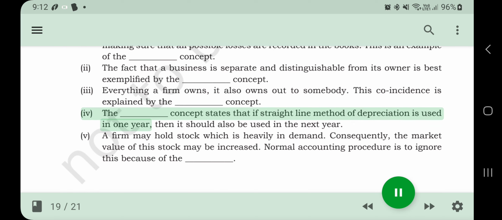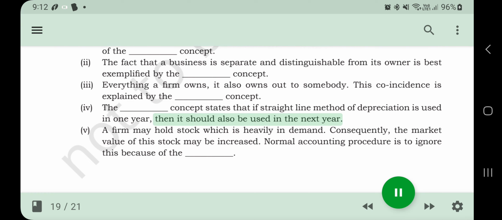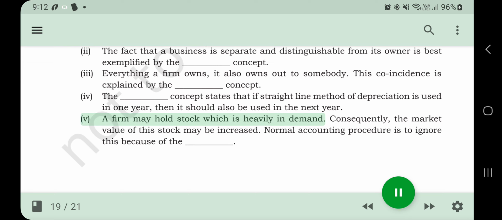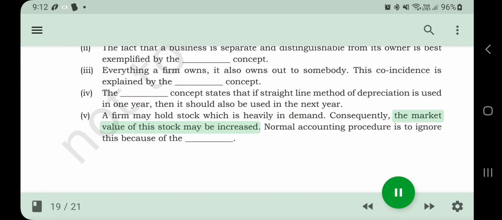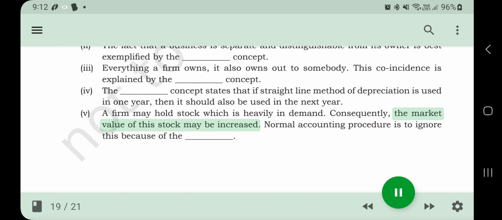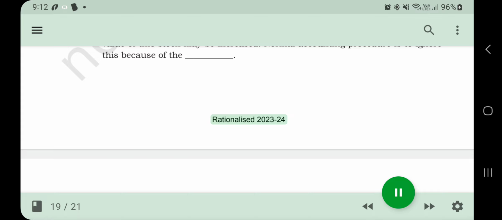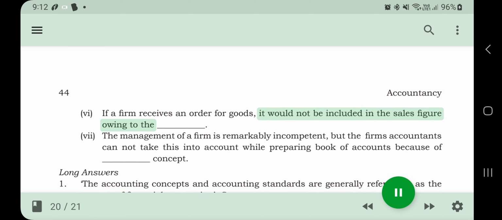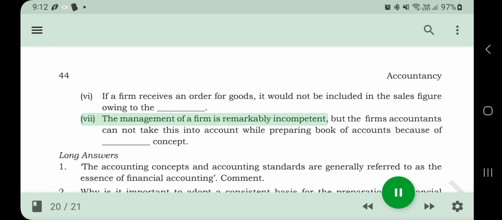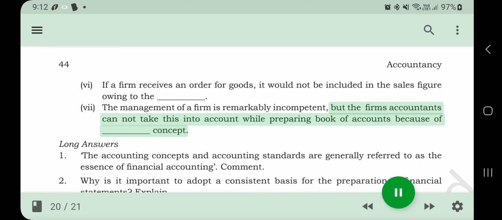IV. The ____ concept states that if straight line method of depreciation is used in one year, then it should also be used in the next year. V. A firm may hold stock which is heavily in demand. Consequently, the market value of this stock may be increased. Normal accounting procedure is to ignore this because of the ____ concept. VI. If a firm receives an order for goods, it would not be included in the sales figure owing to the ____ concept. VII. The management of a firm is remarkably incompetent, but the firm's accountants cannot take this into account while preparing books of accounts because of the ____ concept.